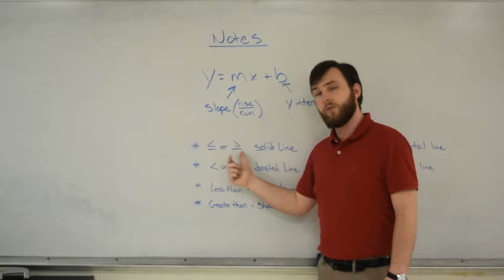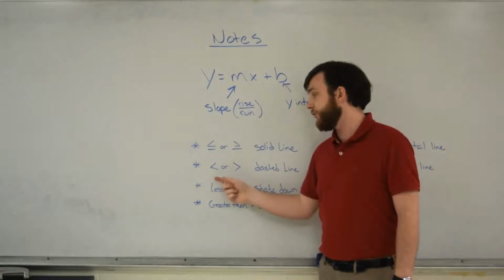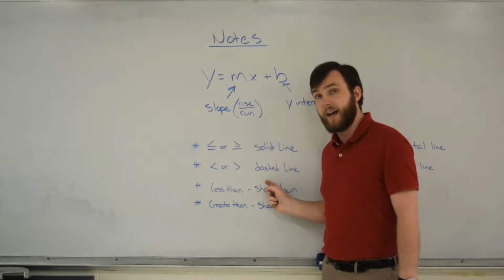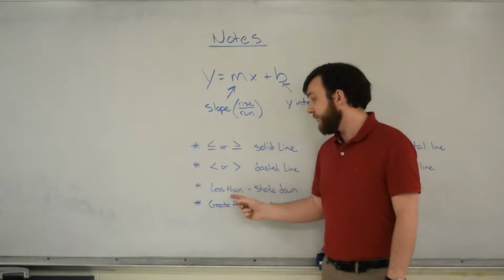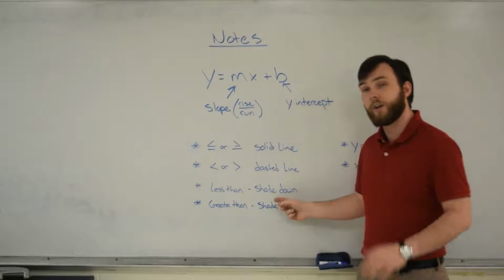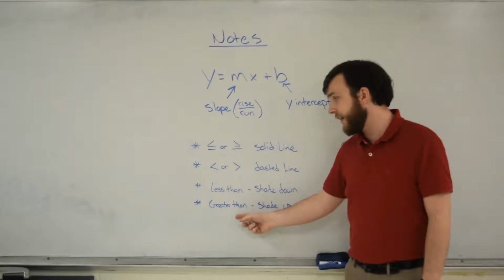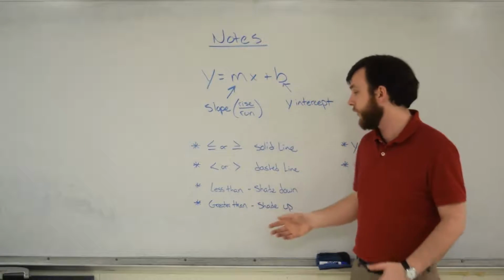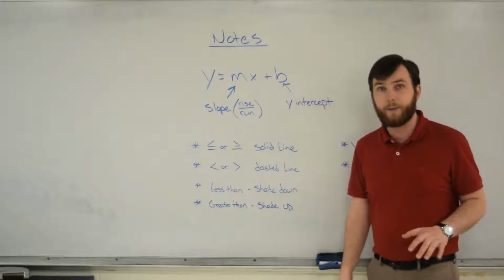If you have an equals, it's going to be a solid line. If you don't have that equals, we're going to draw a dashed line. If you have a less than symbol, it could be less than or equal to, we're going to shade below that line. If we have a greater than or equal to, we're going to shade above that line.